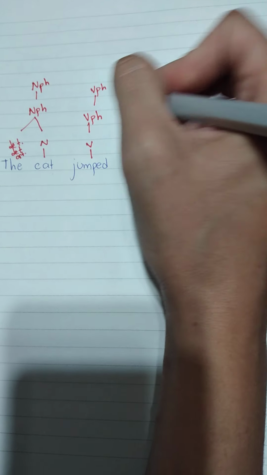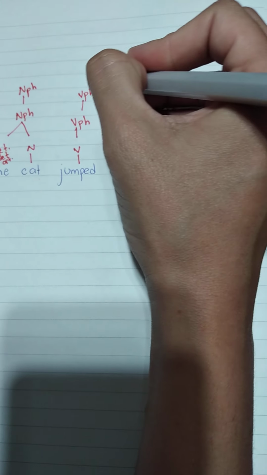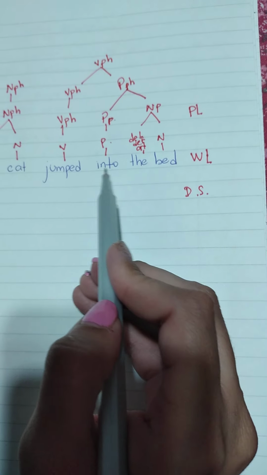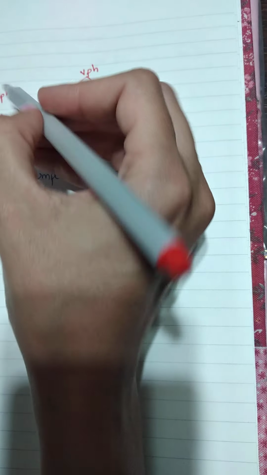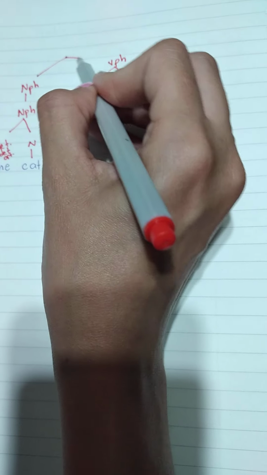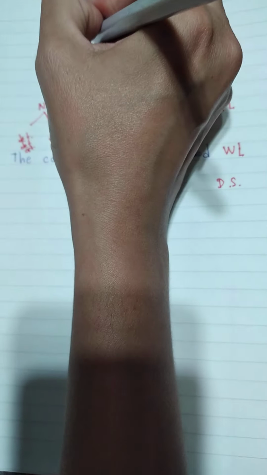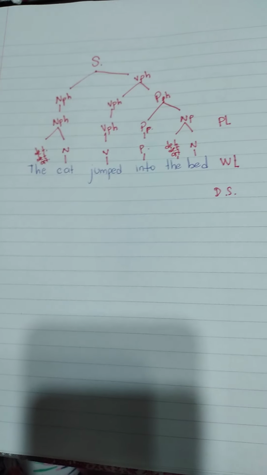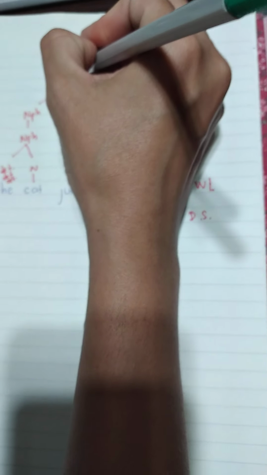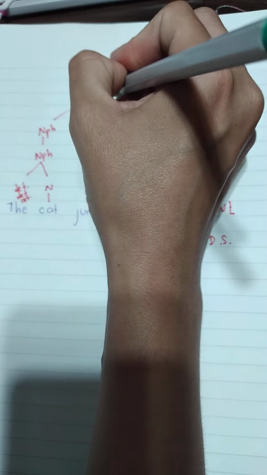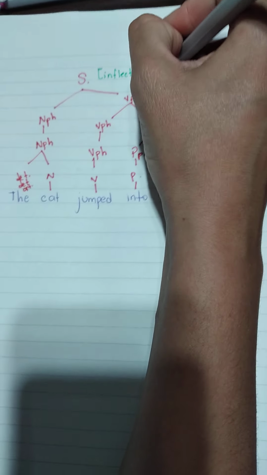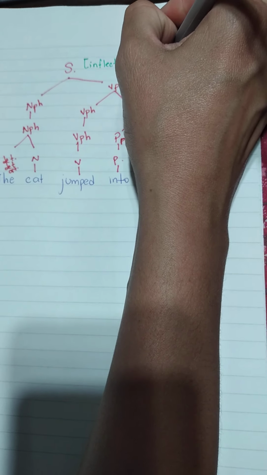Then join this verb phrase with this prepositional phrase, we have a verb phrase, which is jumped into the bed. And if we join the noun phrase and the verb phrase, we have a sentence. So, according to Chomsky's contemporary view, all sentences have an abstract category, which is called the inflectional phrase. So we have an inflectional phrase here.